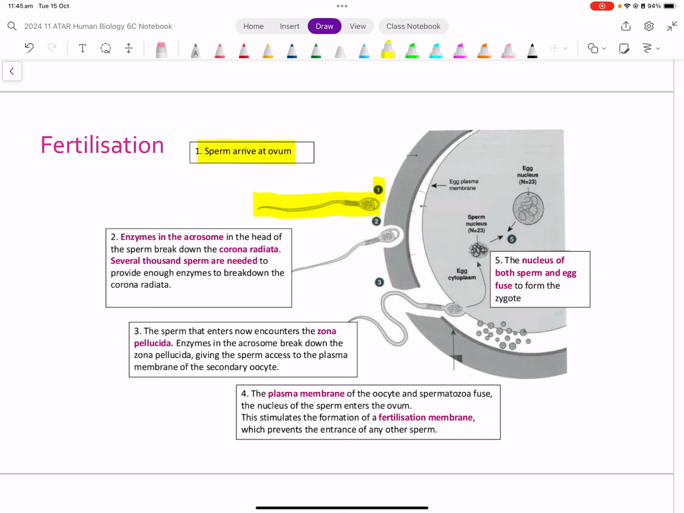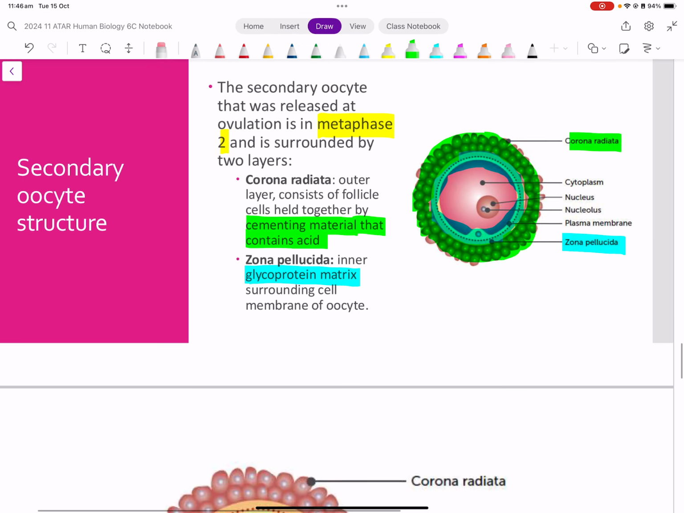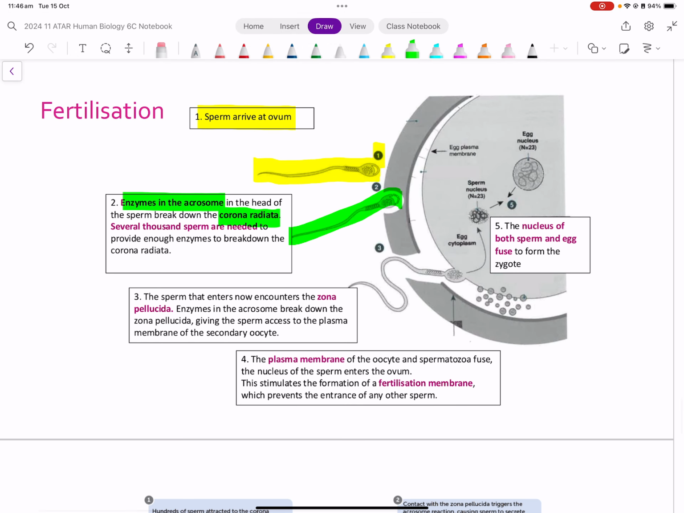Number two, in green, is that the enzymes in the head of the sperm, enzymes in the acrosome layer, begin to break down that first outer layer, that corona radiata. So I'd previously highlighted the corona radiata in green, as we can see up in this diagram here. This is what the sperm has to get through first. Now, one sperm is not going to do the job. In fact, several thousand sperm are needed in order to provide enough enzyme to break down that corona radiata.